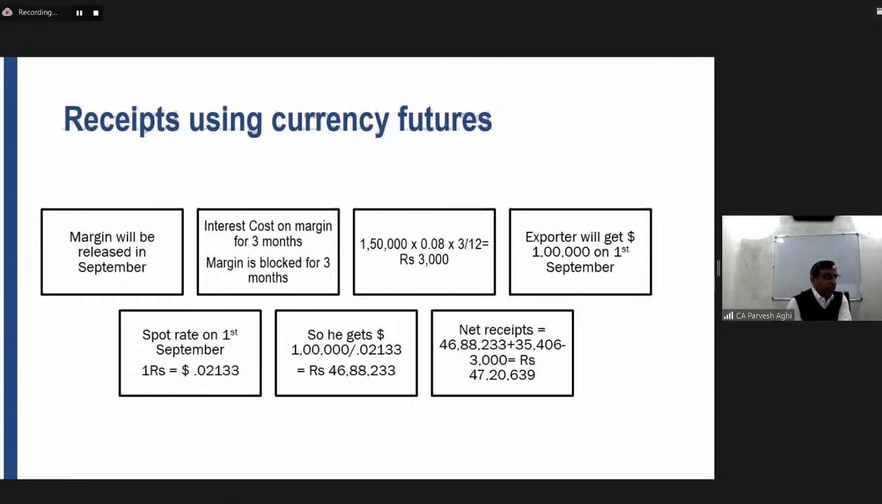Now let's understand how much money he makes. This is the money he will be getting from the exporter, plus 35,000 rupees as the gain from the futures market. Because the dollar has depreciated, he would have lost in the real transaction with the bank, but he makes a gain in the futures market. Minus 3,000 rupees, which is the interest cost on the margin he deposited. So net he gets 47,20,639.